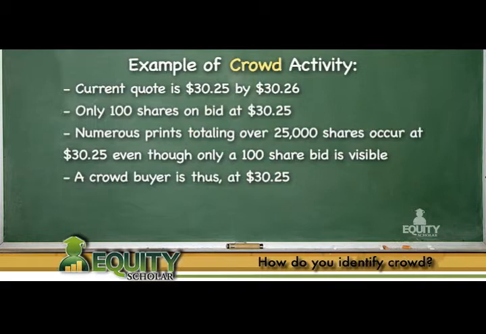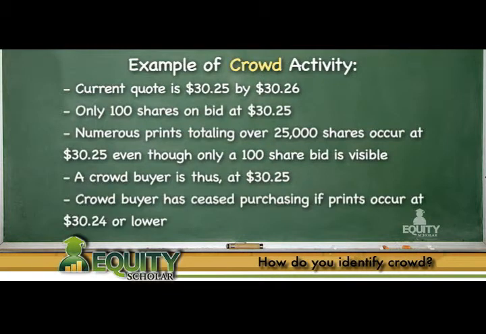below $30.25. Because you cannot determine how many shares the crowd buyer actually has left, the only way to know when the buyer is actually gone is when prints occur through the temporary crowd buyer level that he has created. So in this case, we would know that the crowd buyer has given up purchasing the stock if the price reaches a price of $30.24 or lower.